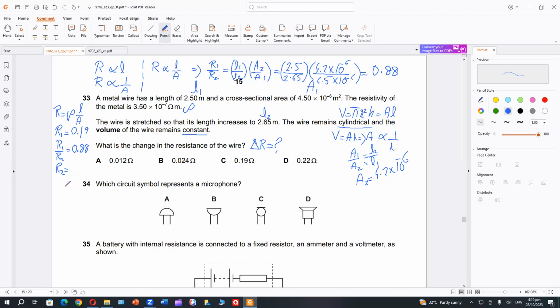It is 0.22. Will it be 0.19 divided by 0.88? Yes, 0.19 divided by 0.88, and then it's 0.22. Okay. Then can you check the answer and we can proceed?